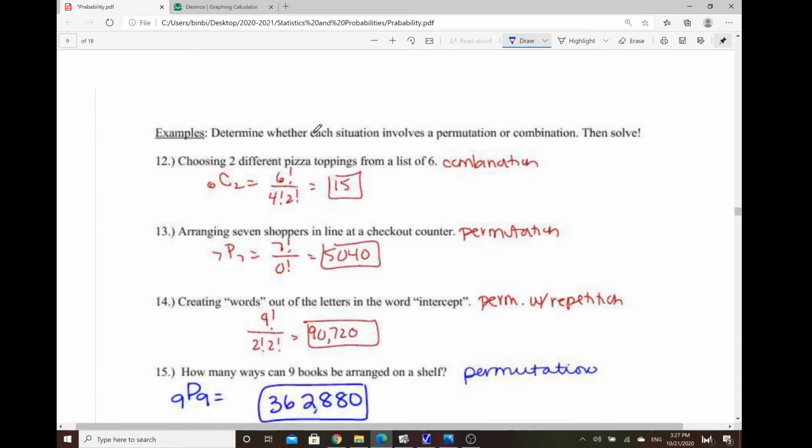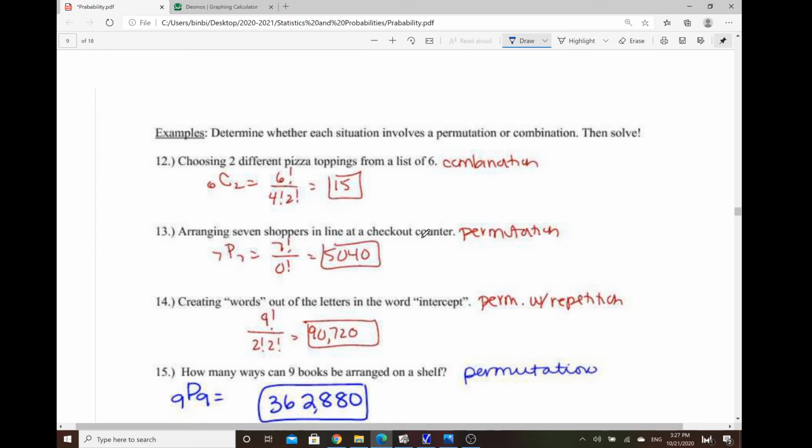So determine whether each situation involves permutation or combination, then solve. Choosing 2 different pizza toppings. Again, different toppings, so that would be a combination. Order does not matter. So 6 choose 2, 15. Arranging 7 shoppers in line. Okay, so this is about lining up at the checkout counter. So order does matter. Permutation.